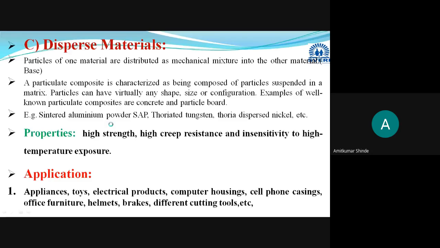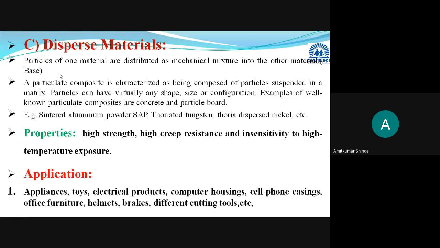Now here some applications are there. The properties will be high strength and high creep resistance, and these can be used at higher temperature ranges. These can be used for manufacturing different components and appliances which we use in our day-to-day life, then different types of cutting tools. All these components are manufactured with the help of these dispersed materials or dispersed composites. So these are the different types of composite materials, their different compositions, their properties, and their applications.